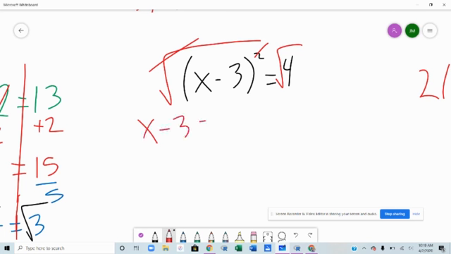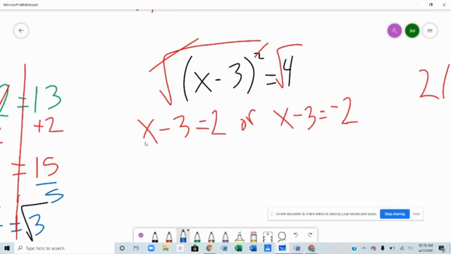Now, here's the other thing that's new with the parentheses. It's not new, it's just a new place to do it. You are taking a square root. When you take the square root, you get 2 answers. So I get x minus 3 equals, the square root of 4 is 2. Or x minus 3 equals negative 2. So here's where I get my 2 answers from the square root, because square rooting gives you 2 answers. So now I have 2 equations.